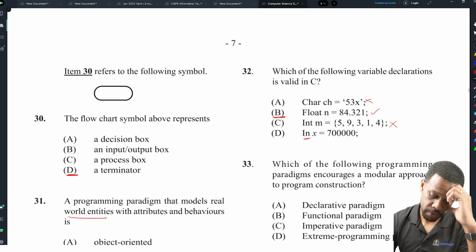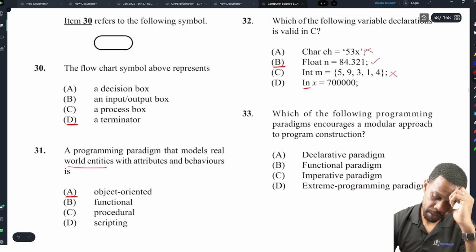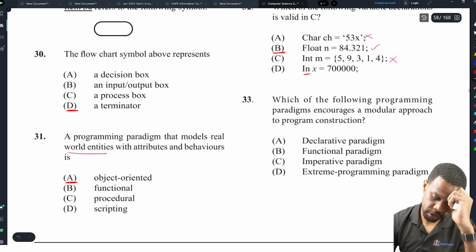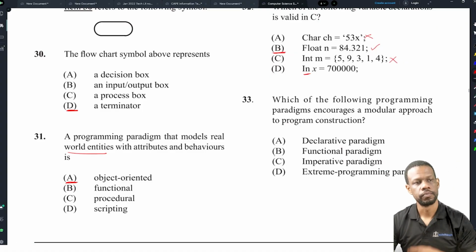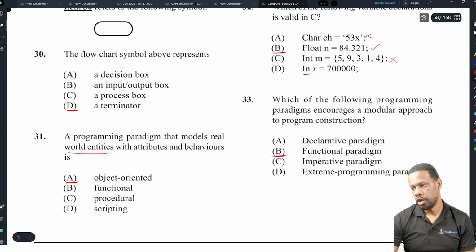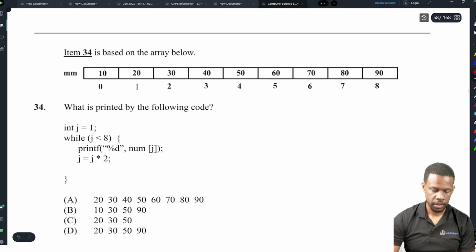Alright, which of the following programming paradigms encourages a modular approach to program construction? Modular approach is functional because you break it down into smaller functions, so that's functional.